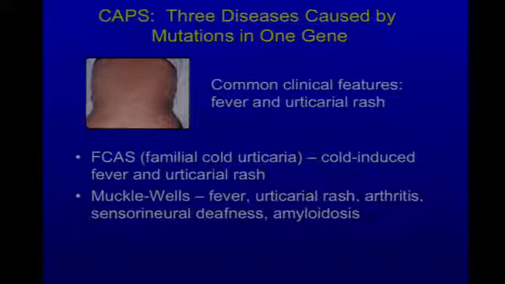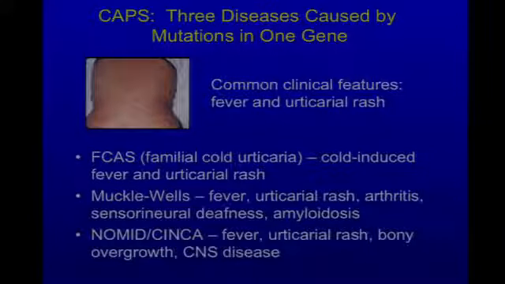The second disease that's also caused by mutations in the same gene is a disease called Muckle-Wells syndrome. It's not cold-induced, but the patients get fever. They get the same hives-like rash. Actually, this patient here has Muckle-Wells. They have arthritis. They can develop sensory neural hearing loss, and they can develop amyloidosis.